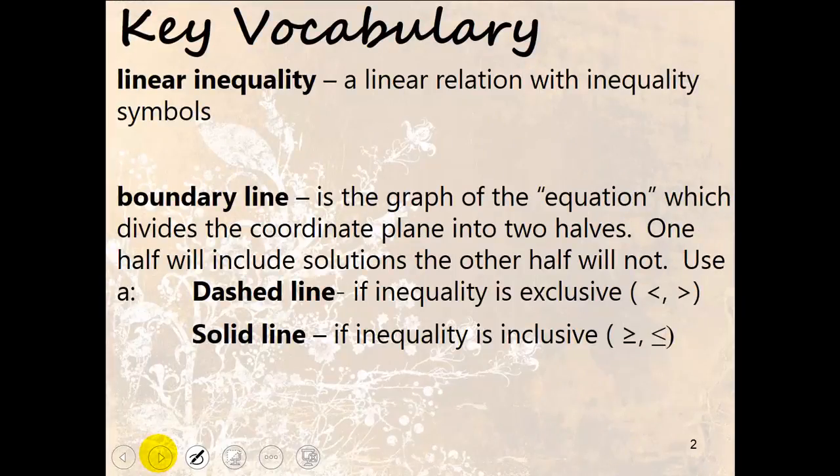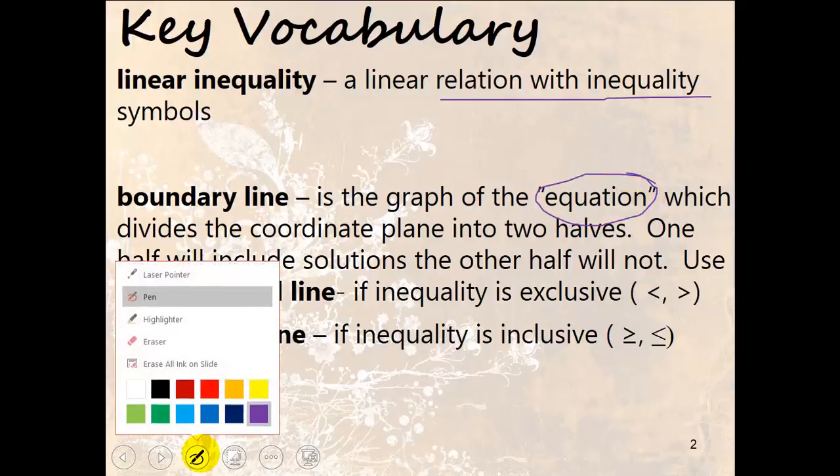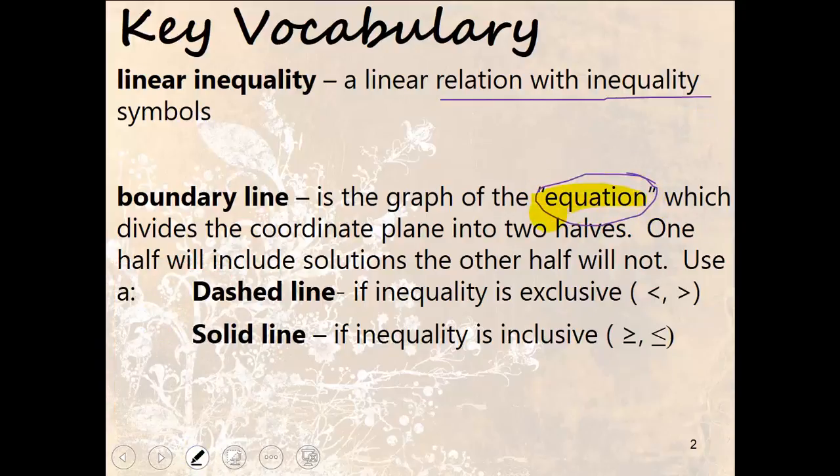A linear inequality is just a linear relation with an inequality symbol. You're going to soon see that they are not functions because there's so many values for a given x. There's a whole half a plane, okay? And speaking of half a plane, one thing that we have to do is graph the boundary line. That's like graphing the equation. Let's highlight that. Graphing the equation, okay? And then deciding which half of our coordinate plane our solutions actually lie on.